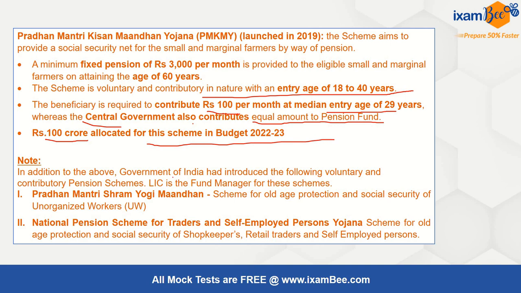In addition to this, the Government of India has also introduced the following voluntary contributory pension schemes. LIC is the fund manager. So when you read all this from the BPDI, you always find these kinds of additional information, which is very relevant. Pradhan Mantri Shram Yogi Mandhan is for old age protection and social security of the unorganized worker. National Pension Scheme for Traders and Self-Employed Persons Yojana is a scheme for old age protection and social security of shopkeepers, retail traders, self-employed persons.